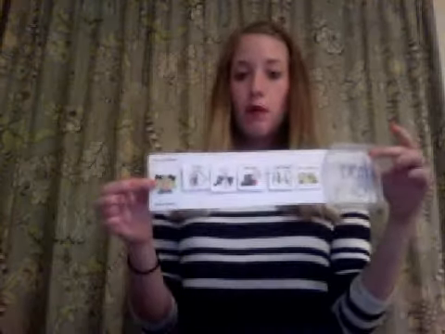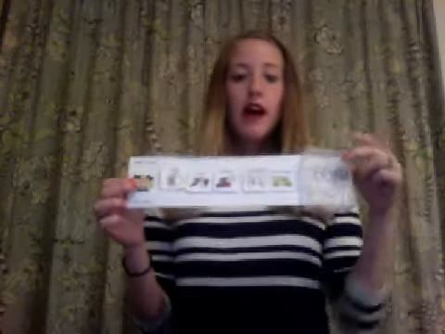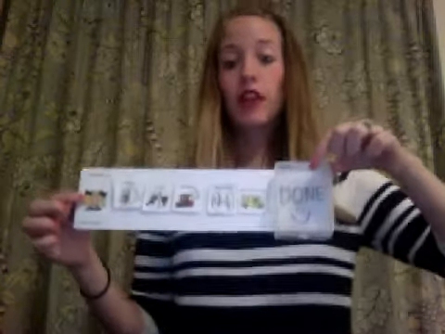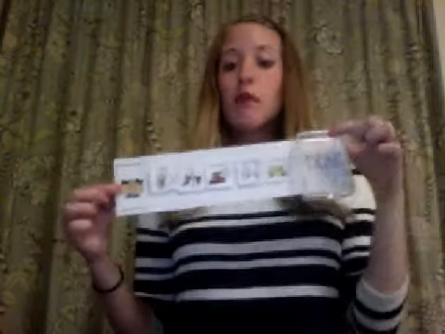And each one of these tokens has a little magnet on the back, so they're really easy to put on and to remove. I also have this box at the bottom here that says done. So every time a student finishes an activity, they can take the button off and put it in the done box so that they know that they finished that. They're done with this activity and they're going to move on to the next one.